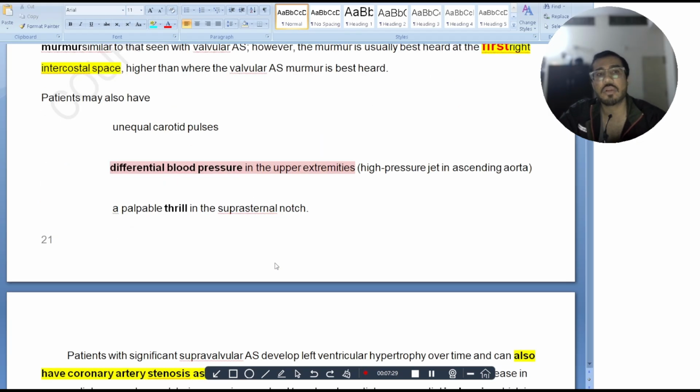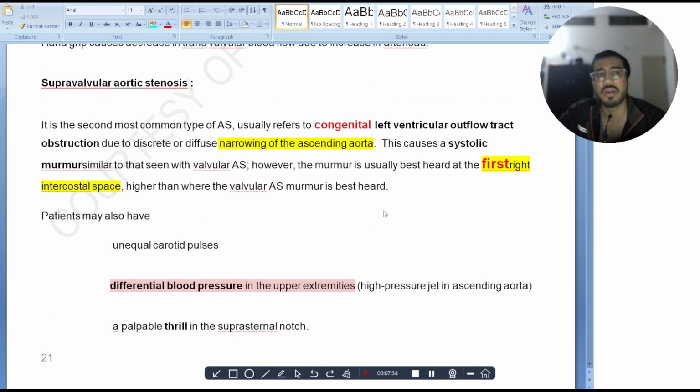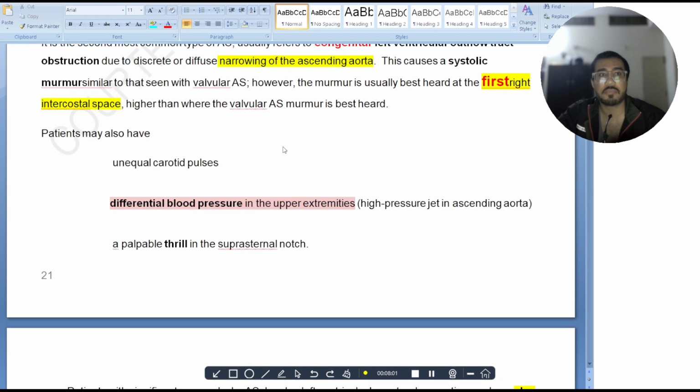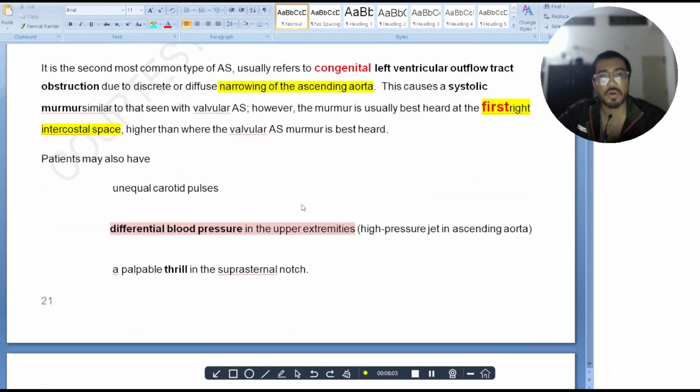Patients may also have unequal carotid pulses, differential blood pressure in the upper extremities. This is a really weird finding that you have, that differential blood pressure. Usually differential blood pressure happens when there is dissection. So you get different blood pressure on the left and the right side of the body. The left hand and the right hand blood pressure don't match. And when it comes to differences in blood pressure on the upper extremity and the lower extremity, this happens when there's coarctation of the aorta. So differential blood pressure also occurs in supravalvular aortic stenosis.